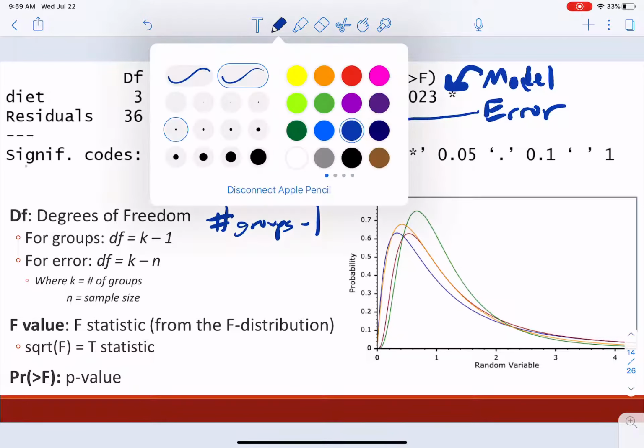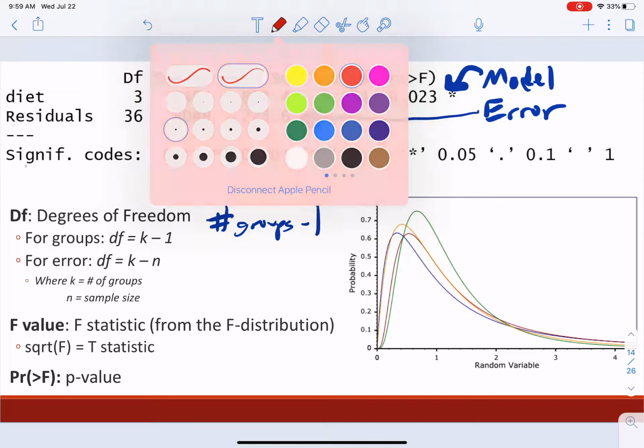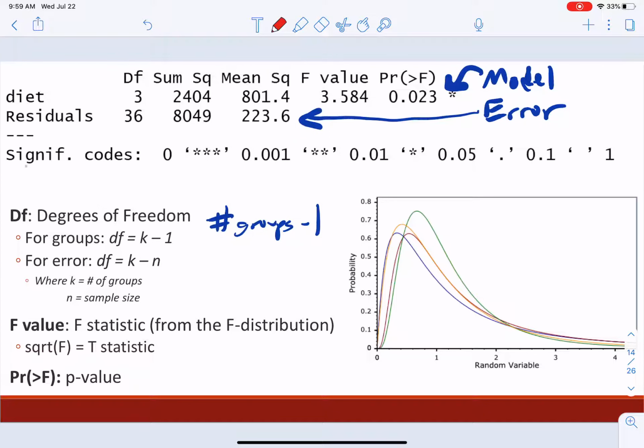Okay, what did I say? I said to ignore the sum SQ. That's just the sum of squares. Who cares? The mean SQ, no, we don't care about that either. But we do care a little bit about this F value, okay? Just like in t-tests where we were calculating a t-statistic, right?